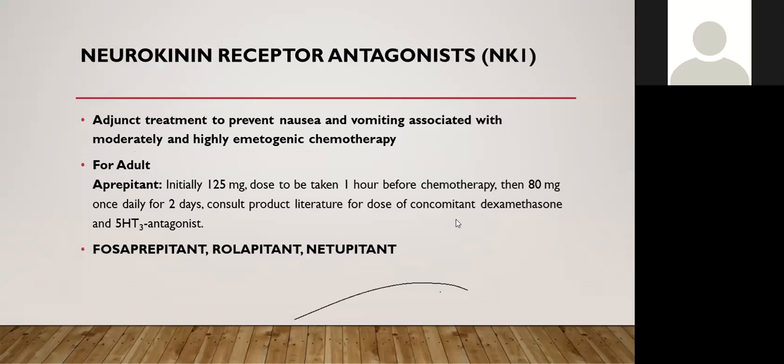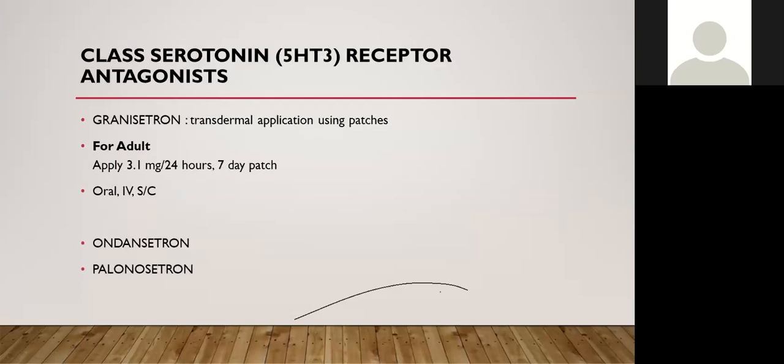One slide about the NK1 receptors. This is something that's relatively new in the chemotherapy world. They're given as an adjuvant treatment to prevent nausea and vomiting with moderately and highly emetogenic chemotherapy. Initial dose is 125 milligram, taken 1 hour before chemotherapy, and 80 milligram once daily for 2 days. The other preparations available are fosaprepitant, rolapitant, and netupitant, but only aprepitant is available in India, I think. Next slide.